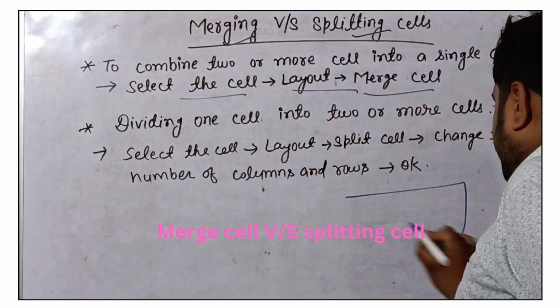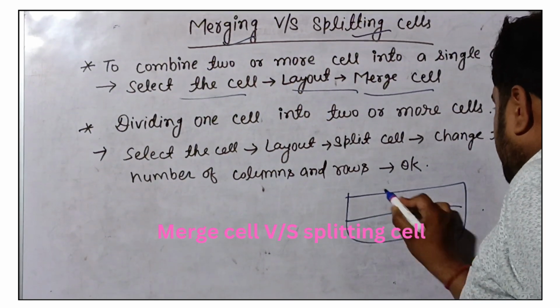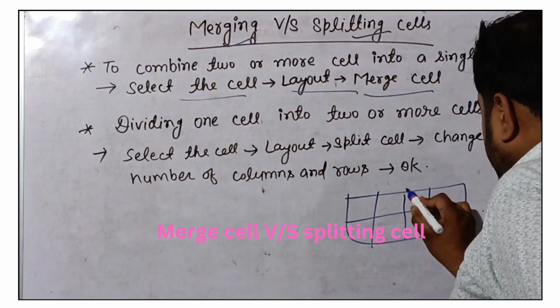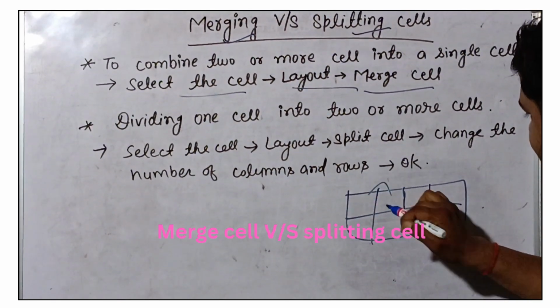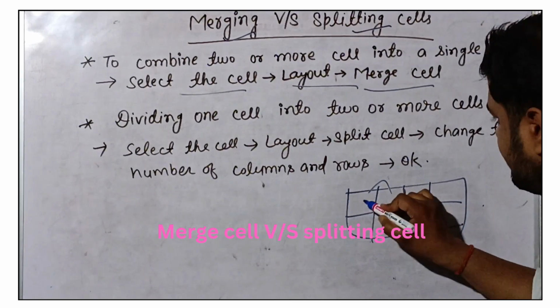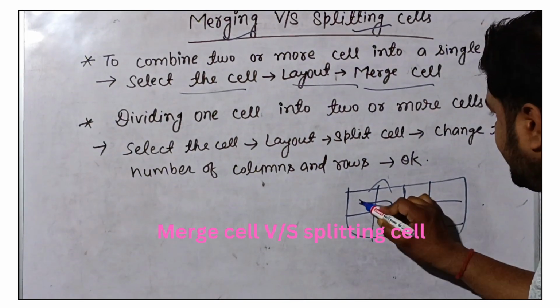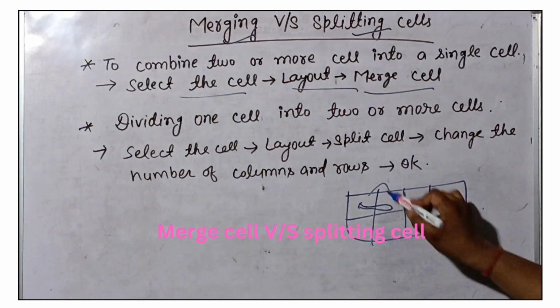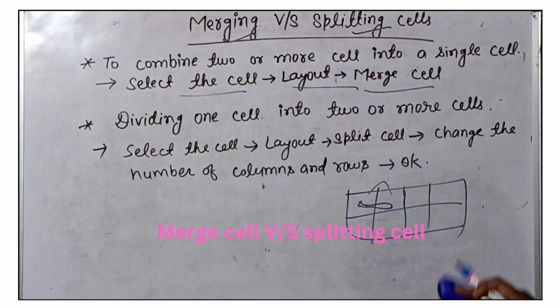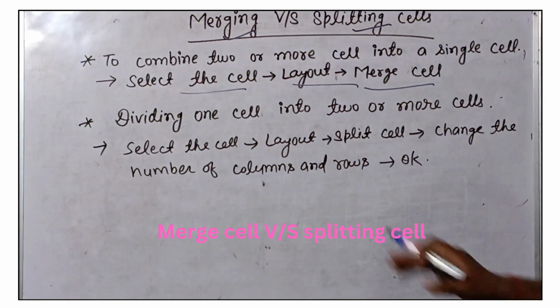Look here, this is the example. Look here, this is a table with cells. If we want to combine these two cells, we need to select both of them, go to the layout tab and click on merge. Then our cells will be merged. Okay, next is split cell.